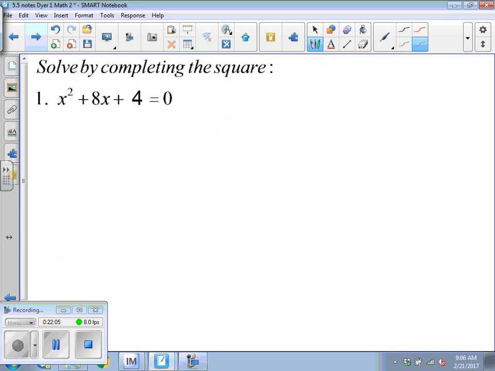Okay, so this says solve by completing the square. So we have x squared plus 8x plus 4. Now, you would normally look at this and go, I'm going to try guess and check. And it's not going to work. You're not going to be able to factor this using guess and check. Okay? But if you tried, you would only have 2 times 2 or 4 times 1, and neither one of those are going to get you 8x when you check it.